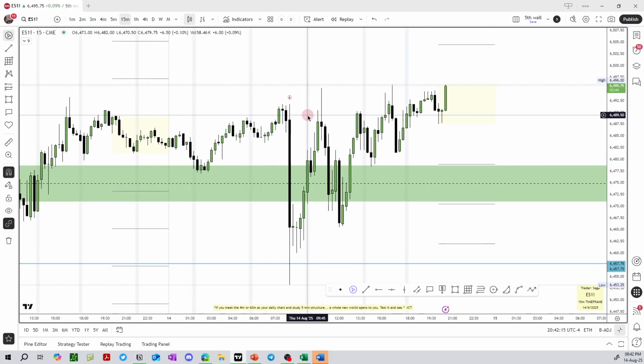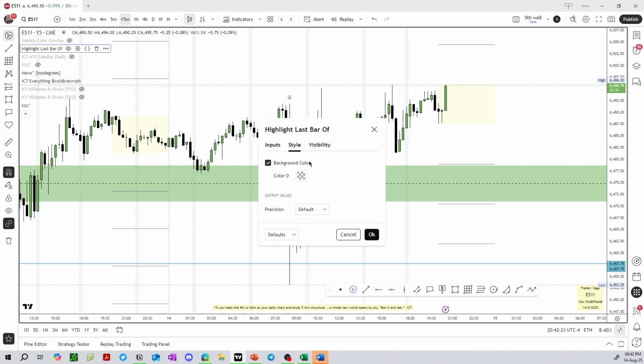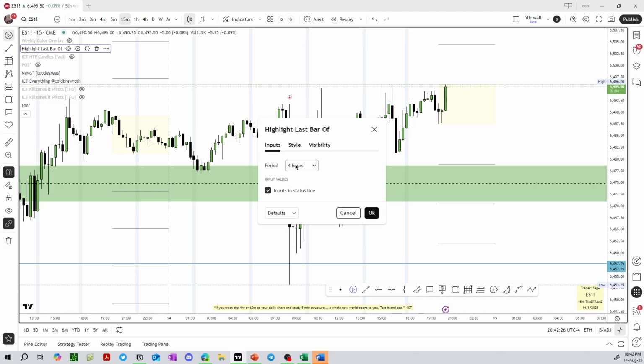These lines delineate 4 hour candles, I believe. That would be highlight last bar. The indicator is highlight the last bar. And in this case, I put it for 4 hours.